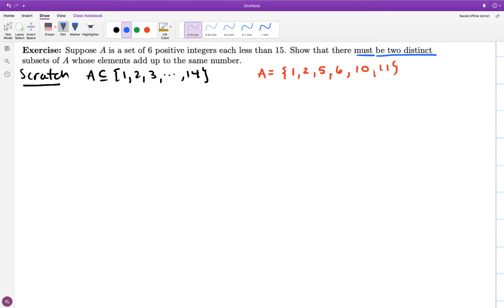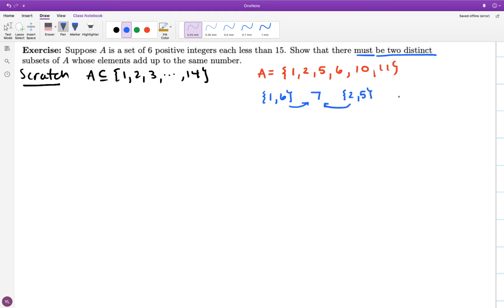So stare at this for a little bit and see if you can figure out a pair of subsets whose elements add up to the same number. Okay, well, I found a couple. So for example, this is a subset of A, right? It consists of the elements 1 and 6, and A has 1 and 6 in it. And its elements add up to the number 7, right? But there's another subset of A that also has its elements adding up to 7, namely 2 and 5.